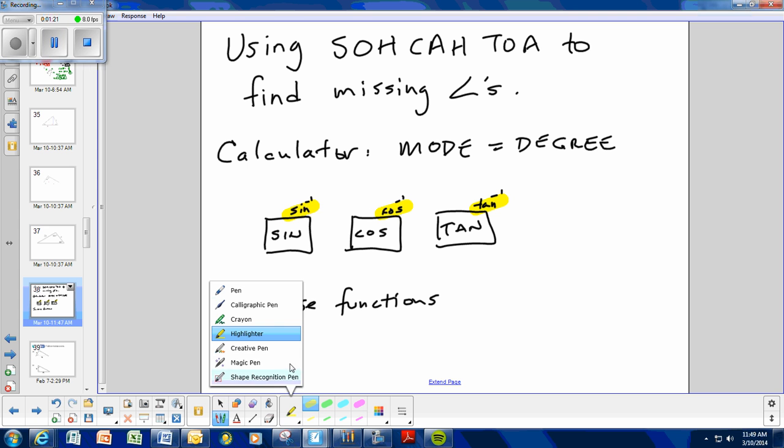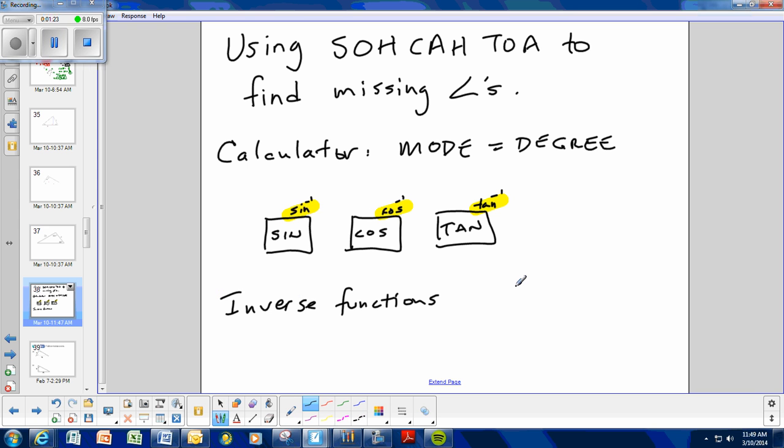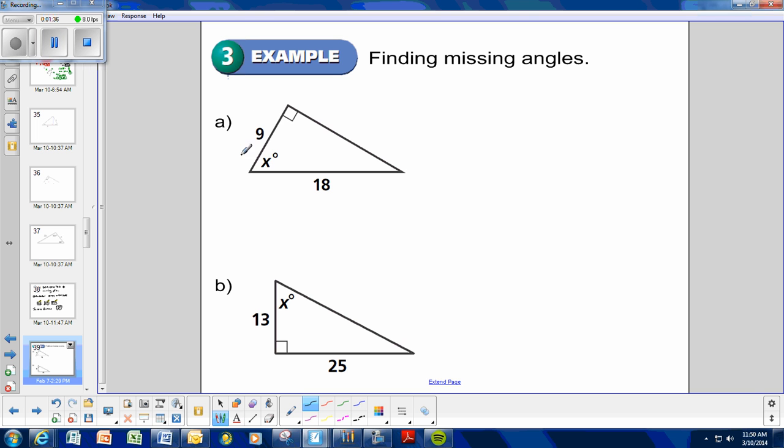Now, how do you get that on your calculator? You have to hit the second button and then hit sine, cosine, or tangent, depending on which one we need to use. So, here are a couple examples.